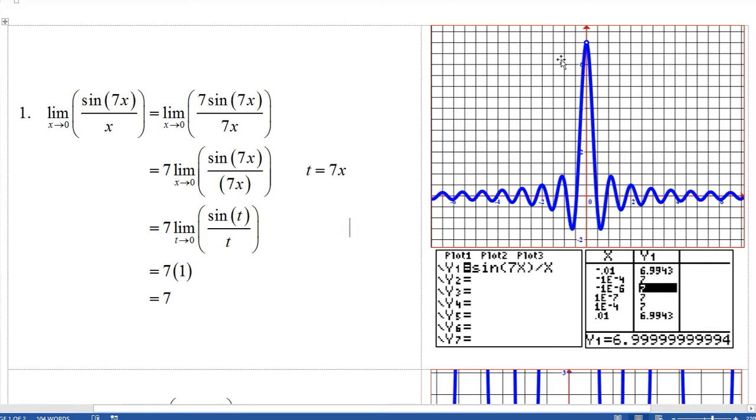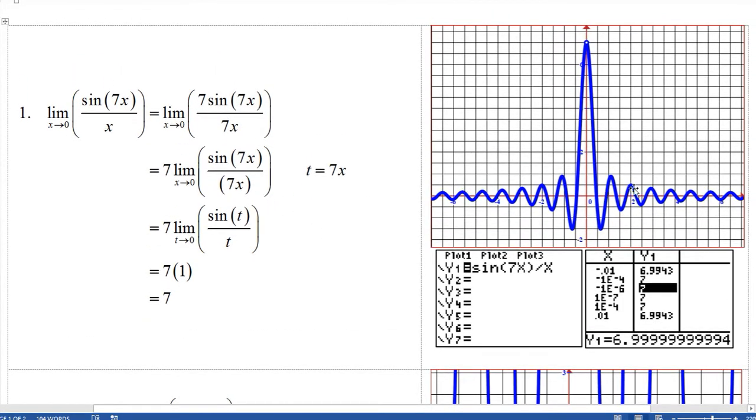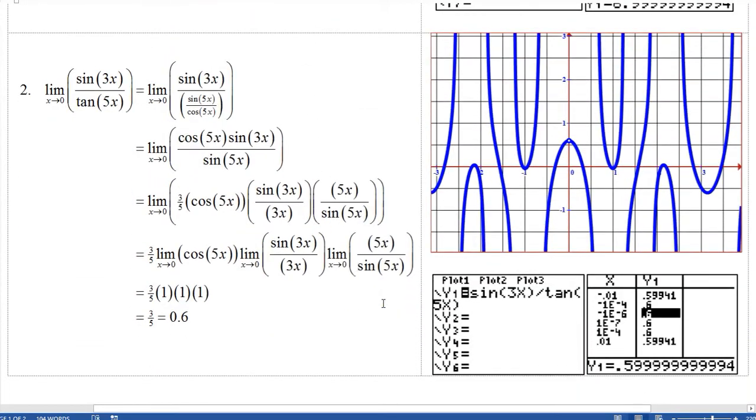And then here we see a graph which I did in the program called Graphmatica. And you can see that in fact the graph does get close to a hole in the graph there at 0, 7. So we did it algebraically, and then we also verified that graphically and numerically. Okay, let's look at another one.